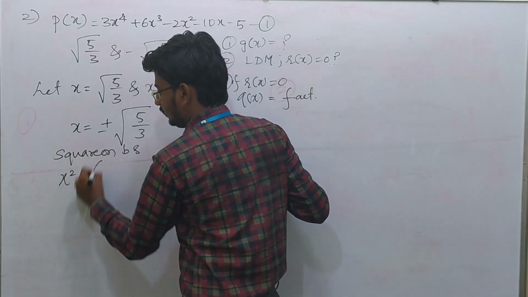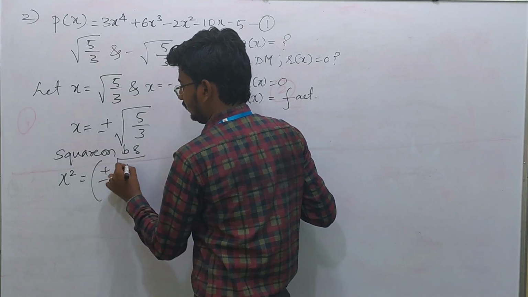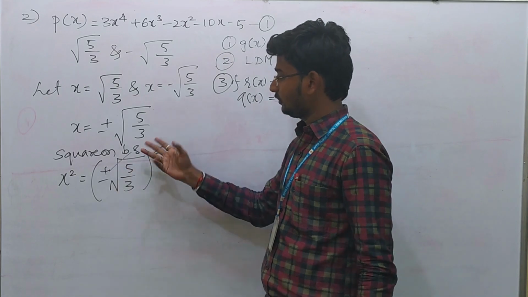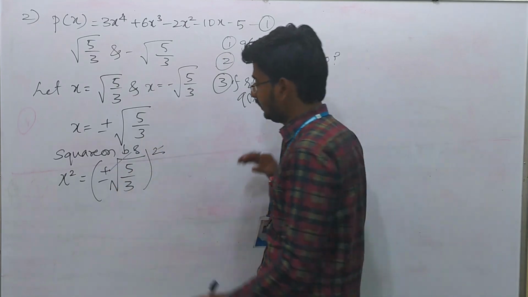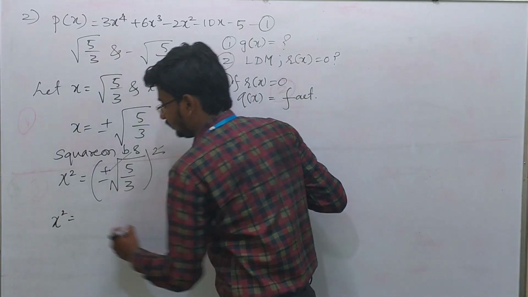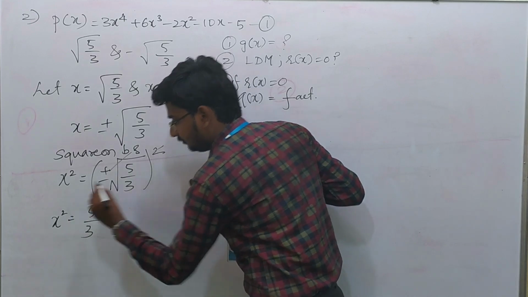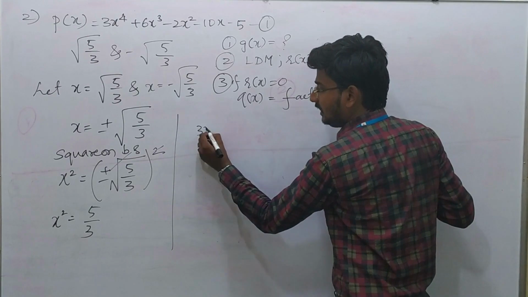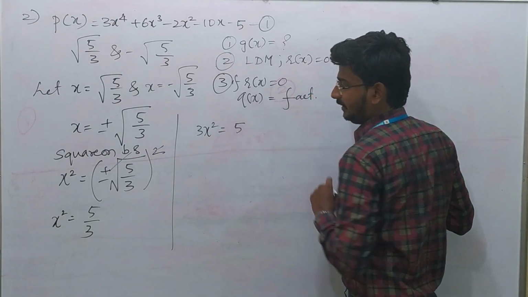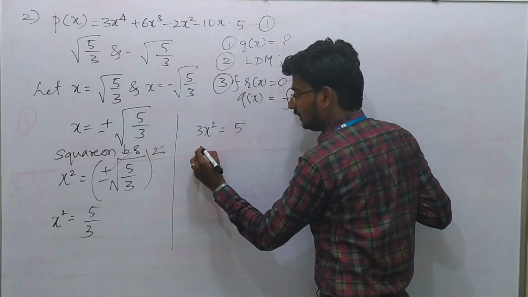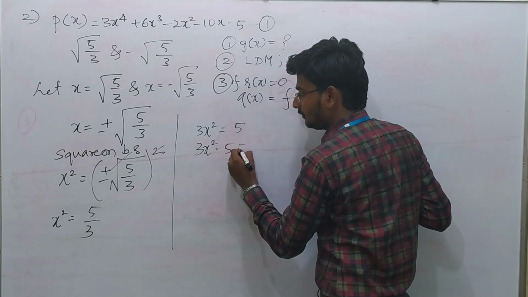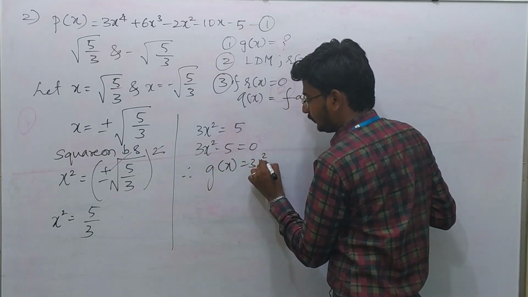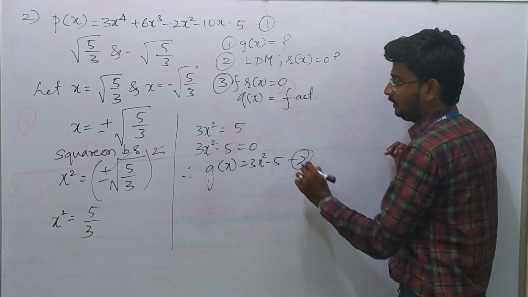x square is equal to plus or minus under root 5 by 3 whole square. Square root cancels. Even plus square will be plus, minus square will be plus. x square is equal to remaining 5 by 3. Take this 3 to the LHS. 3x square is equal to 5. Take this 5 to the LHS again. 3x square minus 5 equal to 0. Therefore, your g of x value is 3x square minus 5, equation 2.